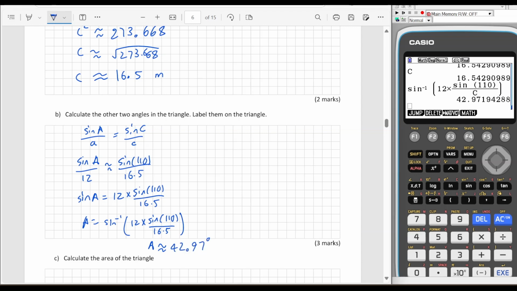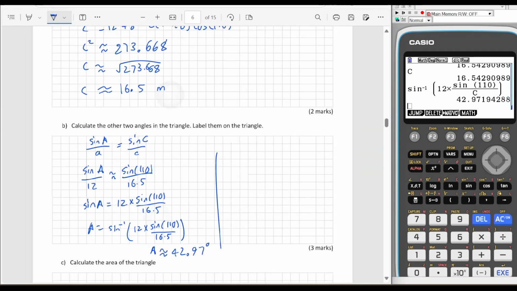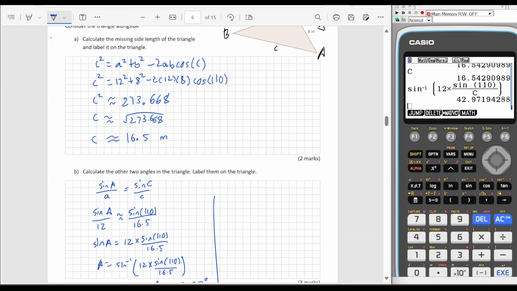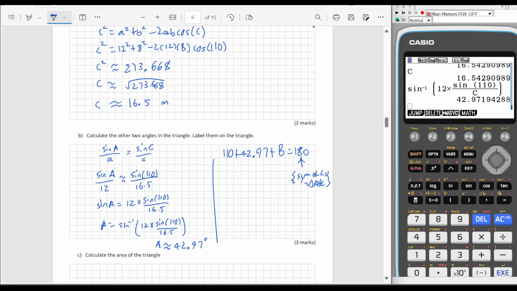42.97. Now, you absolutely can, to find the other angle, do the sine rule again, but there's a much quicker method to do it. 110 plus 42.97 plus the angle B should equal 180. And this is sum of angles in our triangle ABC. Okay, so therefore B has got to be 180 take 110 take 42.97.